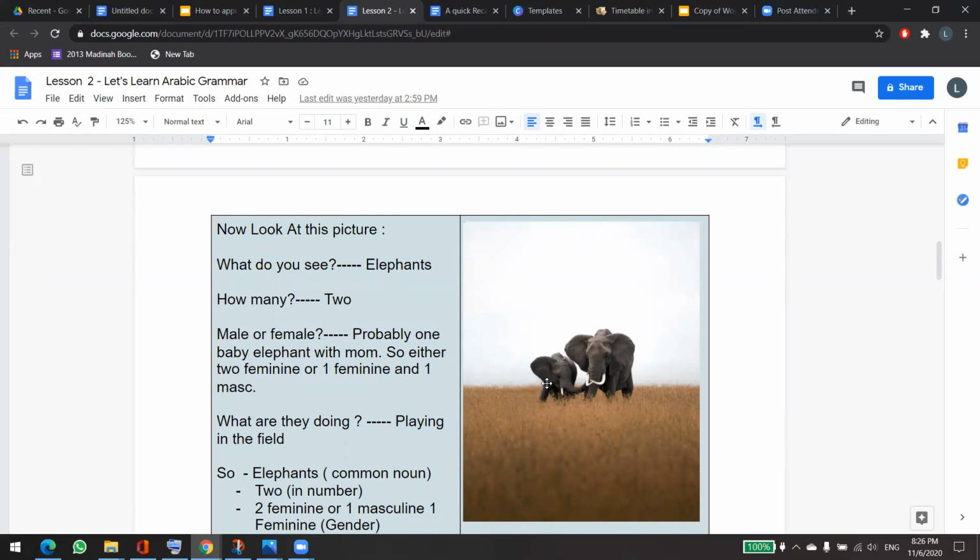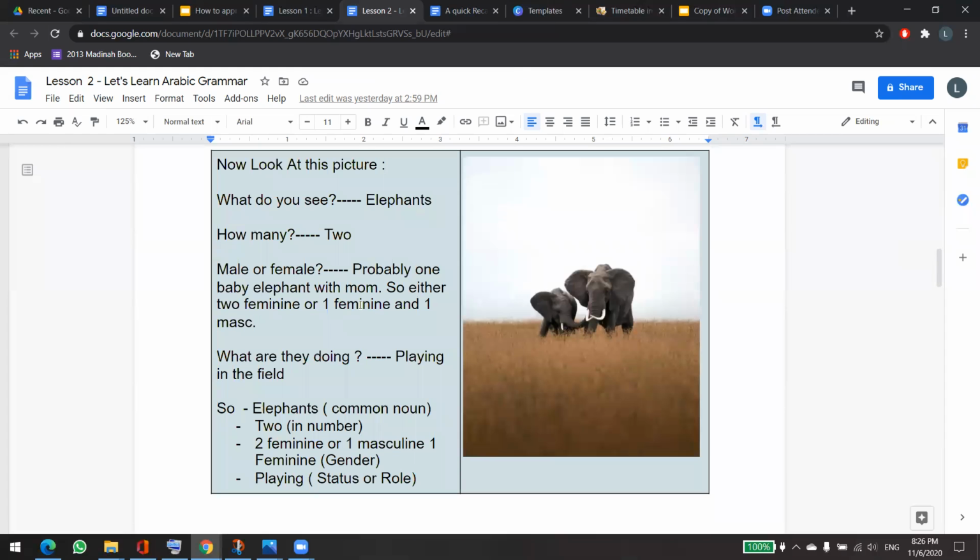Look at this picture. So what do you see? Two elephants, right? Elephants. So elephants are there. Again, a number, there are two. Okay. And suppose male or female. Suppose probably one baby elephant is a girl, then two females, or one baby boy and a mom. So one male and one female. What are they doing? Playing in the field, right?